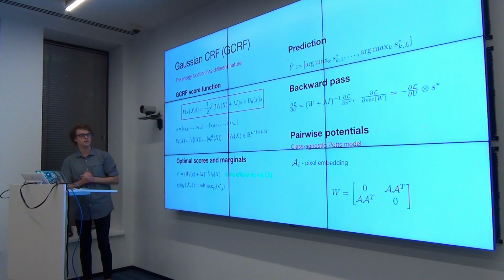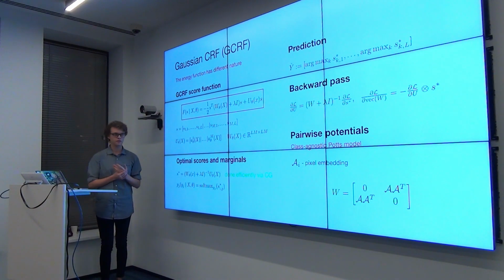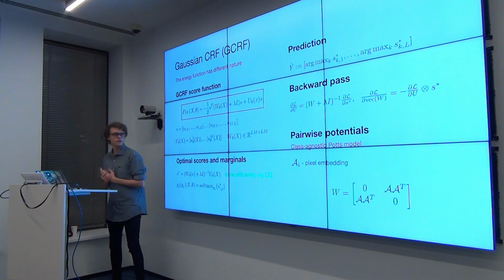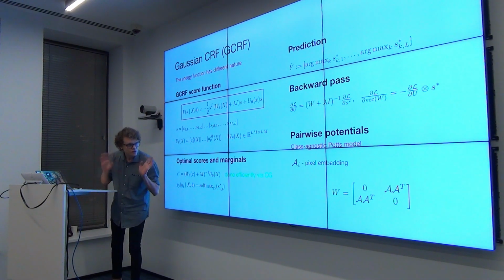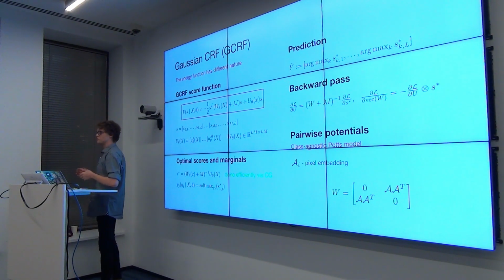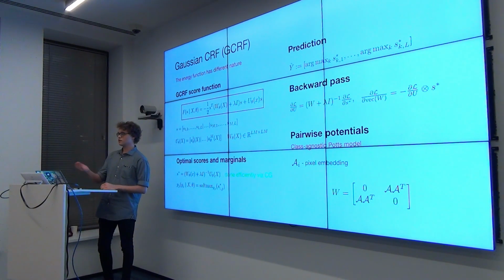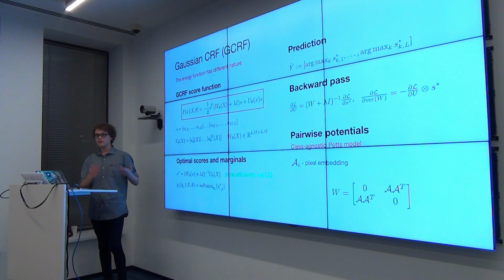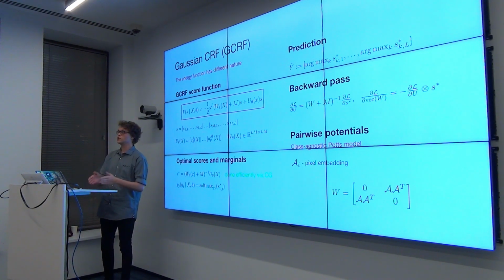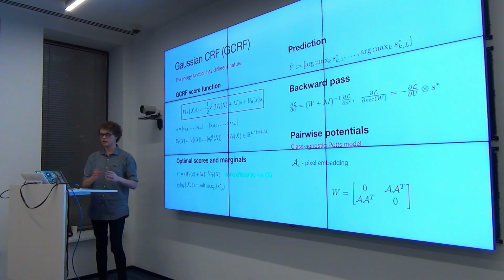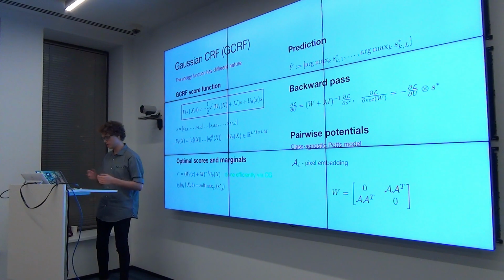Now I'm going to discuss a particular structure of pairwise potentials in this case. It follows the class-agnostic Potts model. Assume that for each pixel i, we have an embedding. It's class-agnostic because this embedding does not depend on the class which is assigned to the pixel. It's completely indifferent to the class which is assigned to it.